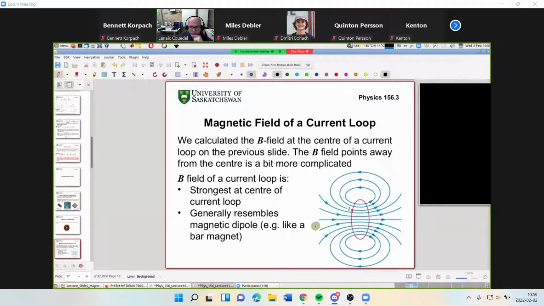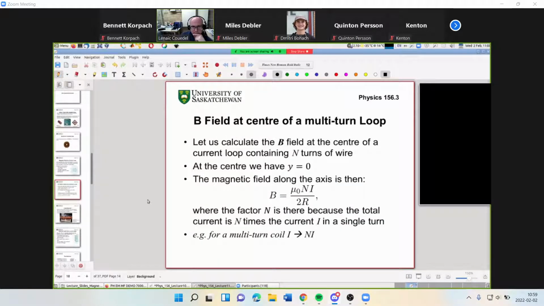If you remember our first lecture on magnetic field, there was an image with iron filings, and the magnetic field created by a bar magnet had this shape as well. So with a loop of current, you can create something that resembles a magnetic dipole. Now the idea will be to combine all of this to calculate the field at the center of a multi-turn loop.